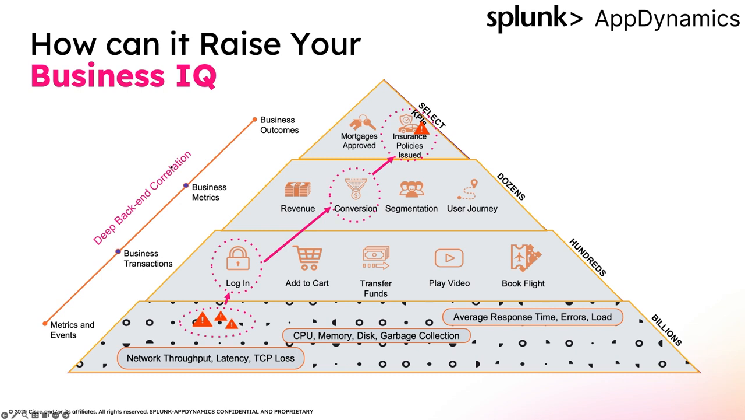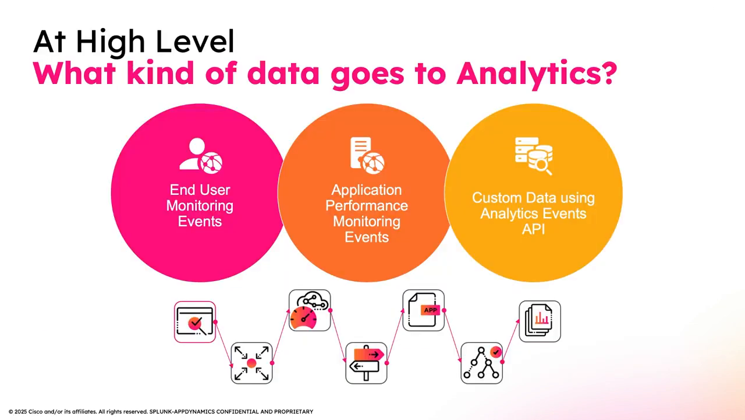So we briefly covered what kind of data is going in, but let's expand on it a little bit. You have the front end information coming in as events as it's going into the event service. And then you have application performance coming in, all of those events. We'll break these down more in just a moment. And then you also can get custom data and pump it in through the Analytics Event API.